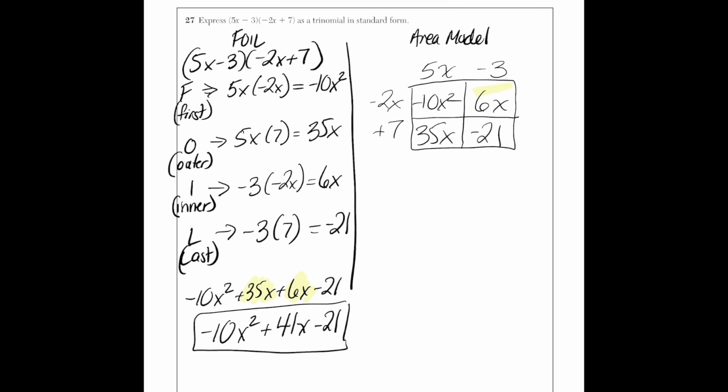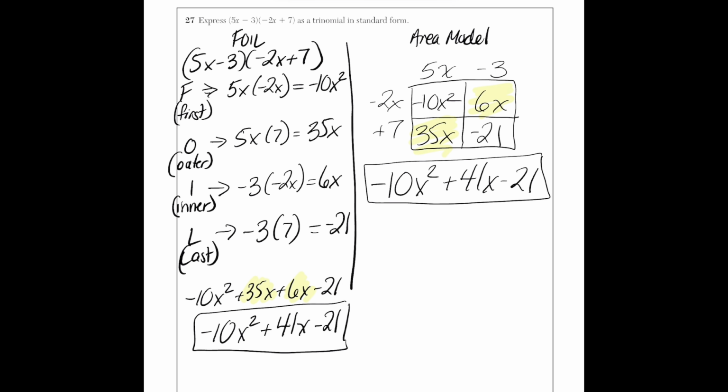Some kids tend to see that our like terms are going to be on a diagonal. So when you rewrite it and combine them, I still get negative 10x squared, and I'm going to add those together to get positive 41x minus 21. Either way works. Use the one that makes the most sense to you.